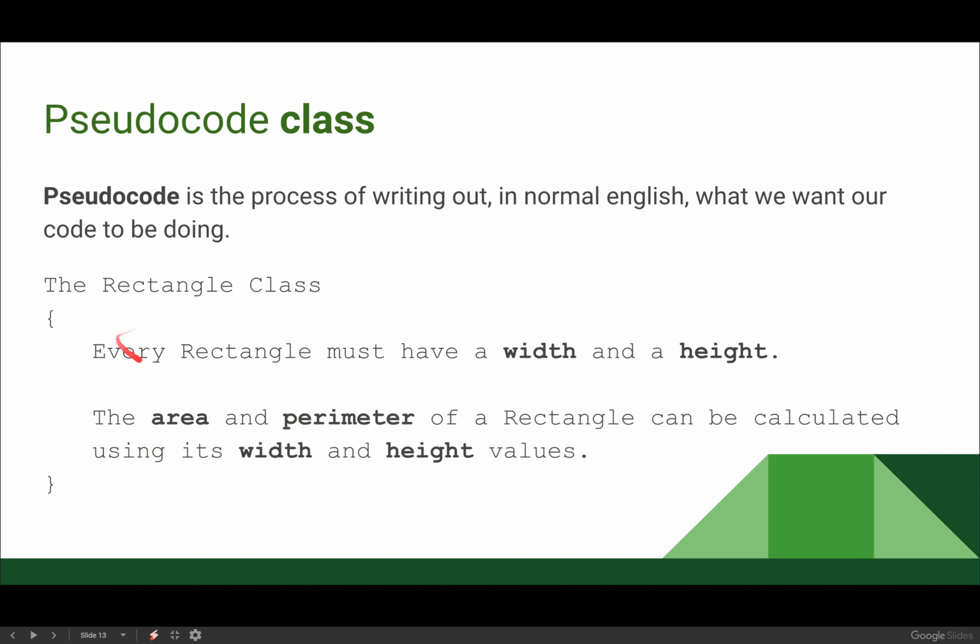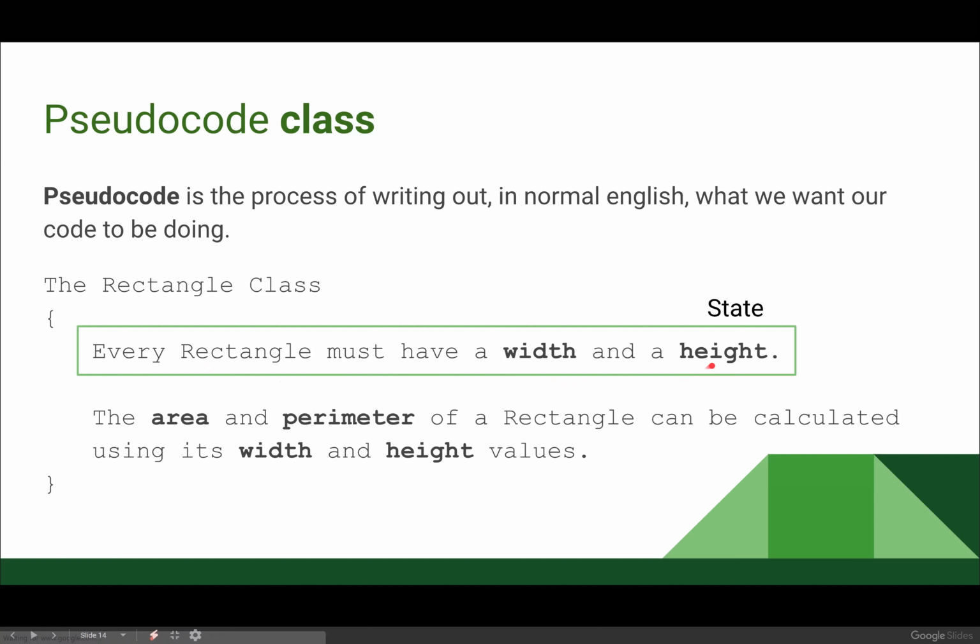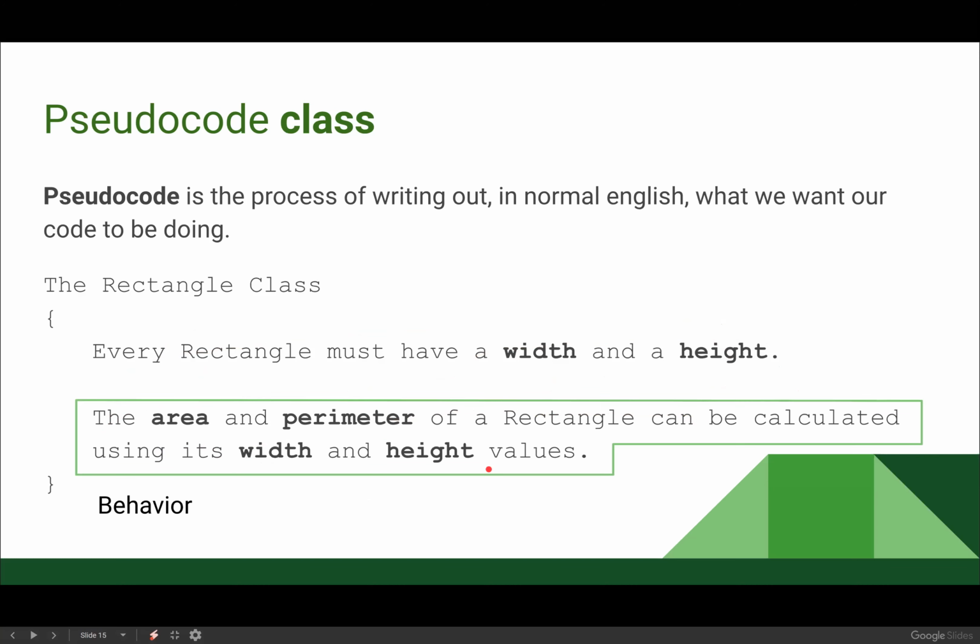So two things about my rectangle class. Every rectangle must have a width and height. That's going to define the state of my class and object. And the area and perimeter of a rectangle can be calculated using its width and height values. So that is the behavior associated with our rectangle class. Does that make sense? Does our very rough blueprint of a rectangle?